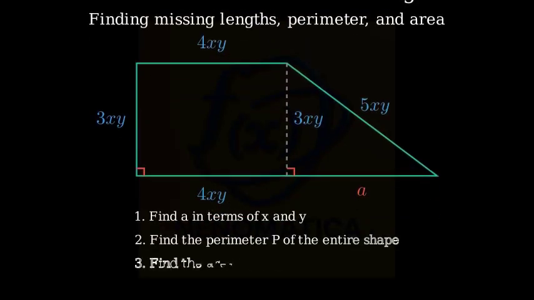We need to find three things. First, the value of a in terms of x and y. Second, the perimeter p of the entire shape. And third, the area A of the entire shape. Let's start by finding the unknown value, a.